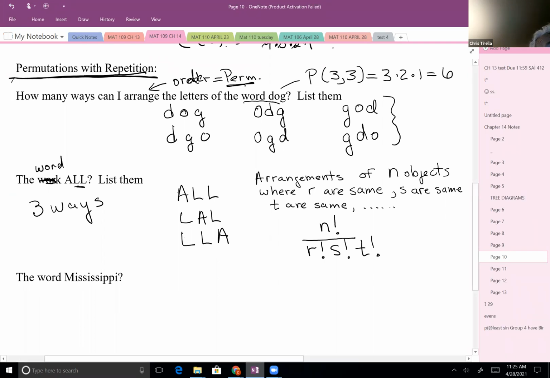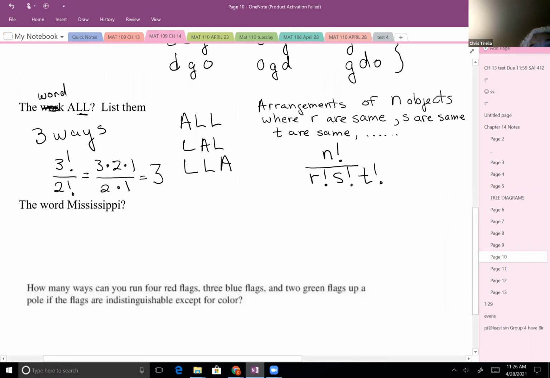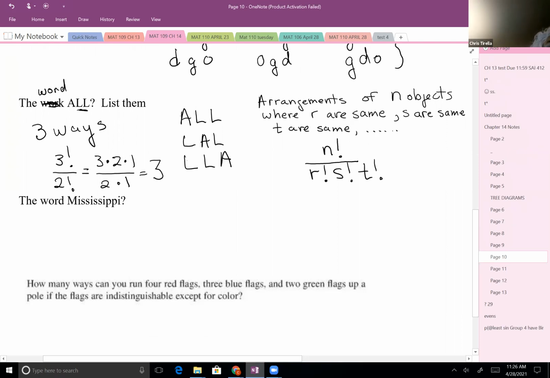Everybody ready? All has 3 letters, and 2 of them are the same. So that would be 3 factorial, 3, 2, 1, over 2 factorial, 2, 1. And so that would give me that 3. And with all, only 1 letter repeats. And so I only need that 1 factorial in the bottom. As opposed to if I look at Mississippi. In Mississippi, there are 1, 2, 3, 4, 5, 6, 7, 8, 9, 10, 11 letters.